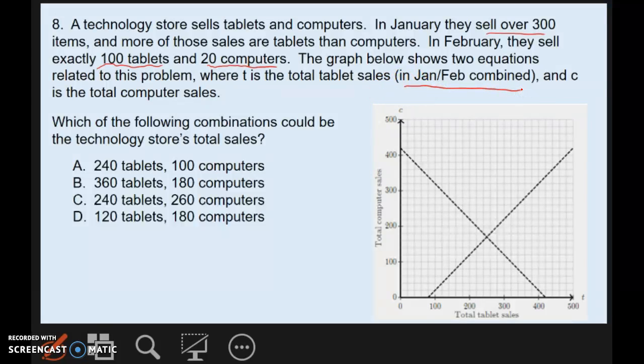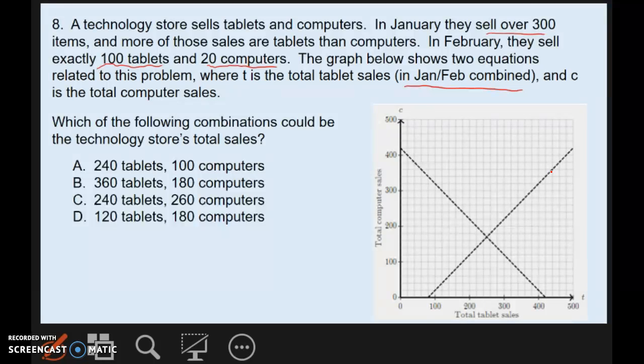So this graph, here's another piece of information we may quickly glance over and lose. These are the January and February combined sales. So we've got two lines graphed right here. One looks like it's got a decreasing graph, another one an increasing graph. What we're trying to figure out is which regions are we going to shade, and then we can pick out the correct point.